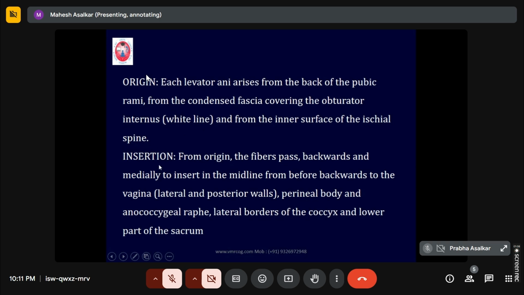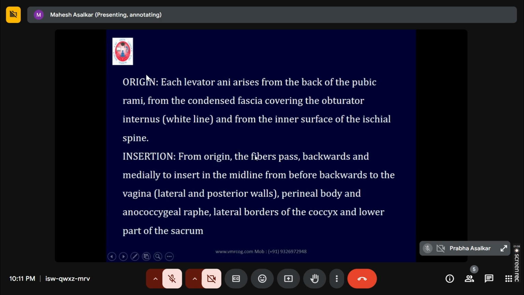Then what is the insertion? From the origin, the fibers will pass backwards and medially to insert into the midline from before backwards: the lateral and posterior vaginal walls, then perineal body, anococcygeal raphe, lateral borders of the coccyx, and lower parts of the sacrum. So these are the places where there is an insertion of the levator ani.